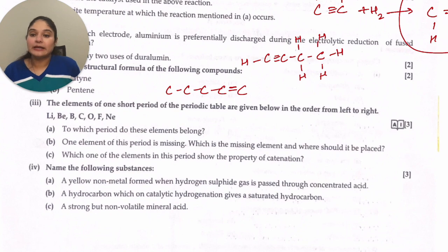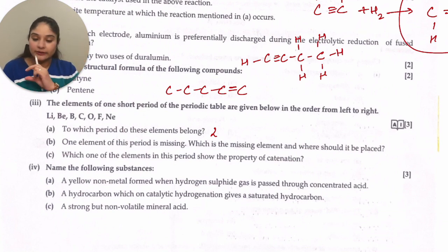Next is: the elements of one short period of the periodic table are given below in the order from left to right. So you have lithium, beryllium, boron, carbon, oxygen, fluorine, neon. To which period do these elements belong? They belong to the second period. One element of this period is missing. Which is the missing element and where should it be placed?